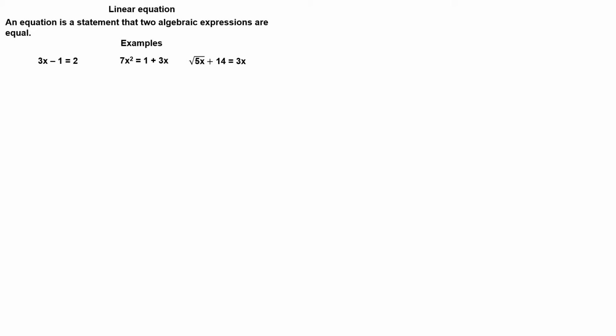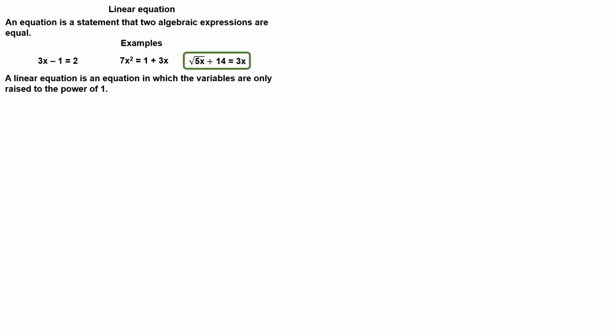Right now we are concerned with solving linear equations, so we have to recognize a linear equation. A linear equation is an equation in which the variables are only raised to the power of 1. The first example is a linear equation. The second example is not a linear equation, since the variable x is raised to the power of 2 in one of the terms. The third equation is not a linear equation, as there is a square root of the variable x.